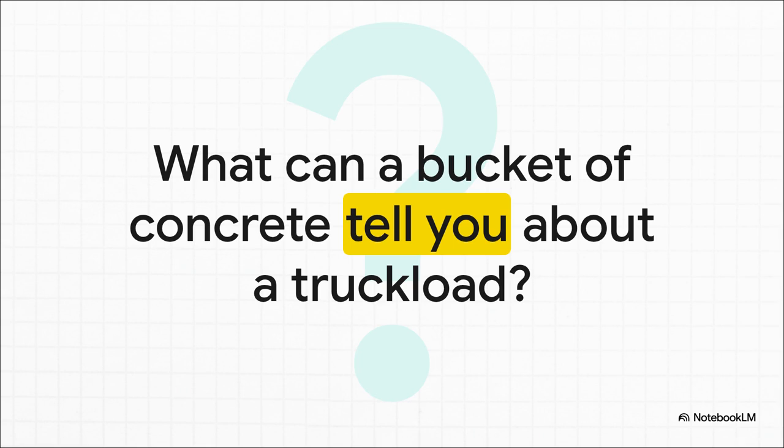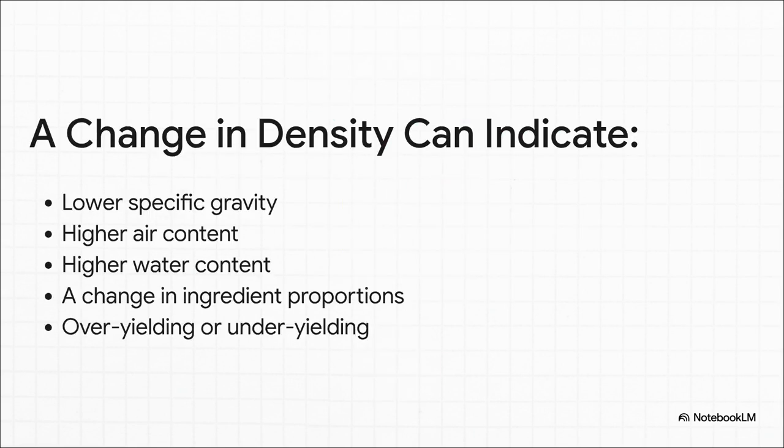It gives us vital information on the concrete's properties and its consistency, and it's a really fast way to make sure the concrete that showed up on site is the exact same concrete that was designed. Here's the crucial point. Density is a massive quality control check. If that number changes, it's a red flag. A drop in density could mean a few things, maybe higher air or water content, or that the proportions are just off. This usually leads to what we call over-yielding. Now that sounds great, right? Getting more volume than you paid for, but it could come at the cost of strength. On the flip side, a higher density might mean you're under-yielding.